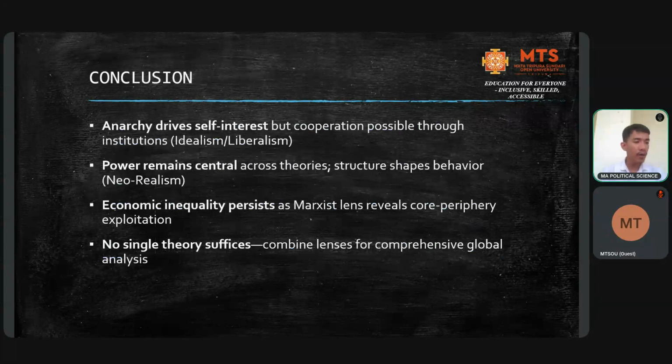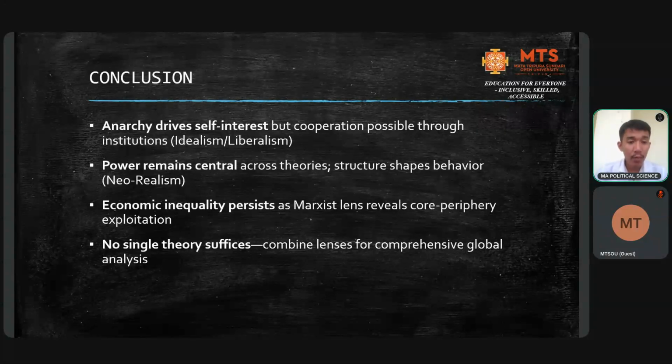So in the conclusion part, anarchy drives self-interest, but cooperation is possible through institutions: idealism and liberalism. In liberalism, they say that yes, anarchy is there because there is no world government, every country is deciding for their own. But the solution is cooperation through institutions. We should build some institutions, some officials that are going to solve the problem.